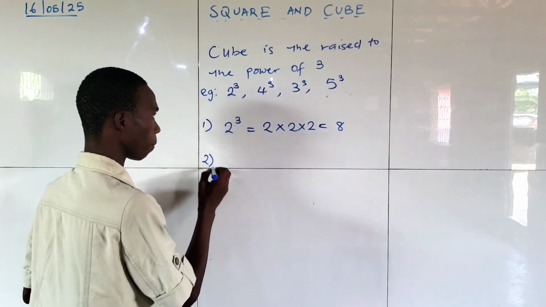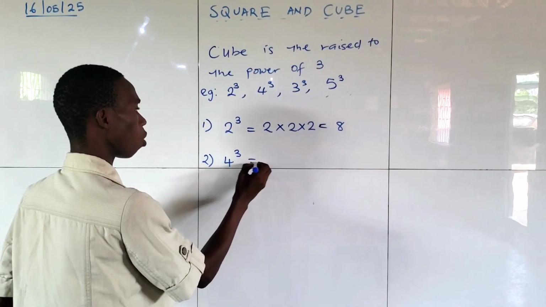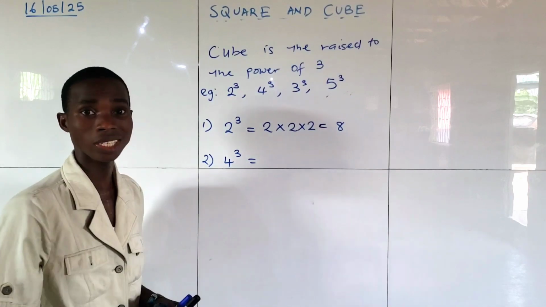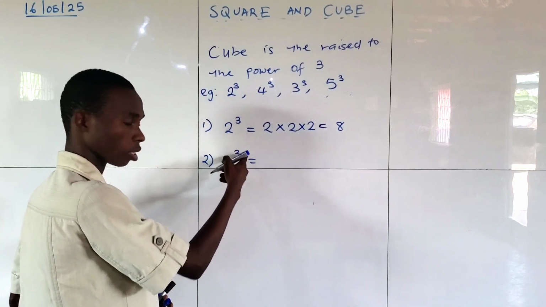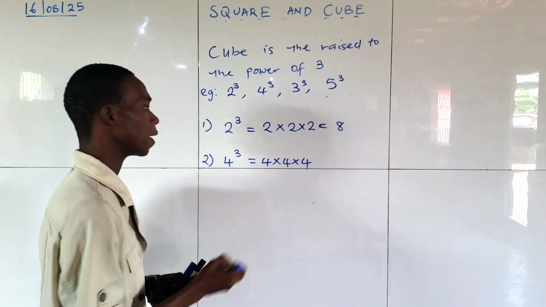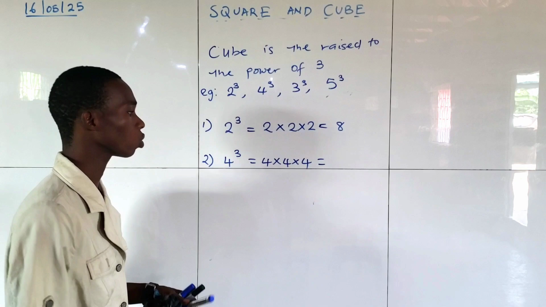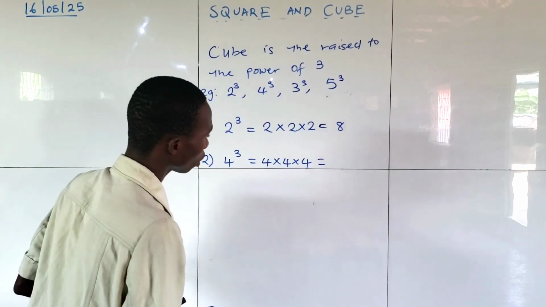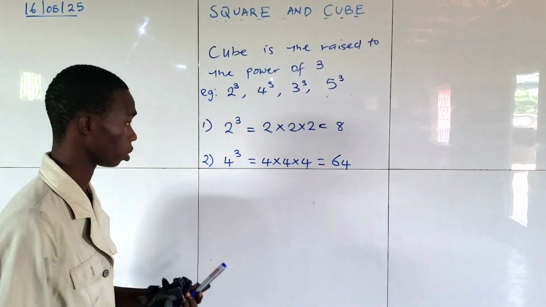Now, the second one is 4 cube, or you can call it 4 raised to the power of 3. This 4 will multiply itself 3 times because of the 3 there. So 4 times 4 times 4. Now, 4 times 4 is giving us 16. 16 times 4 will give us 64. So this is our answer.